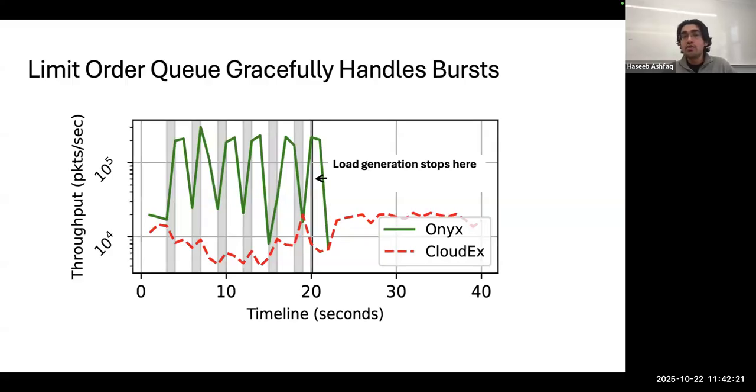CloudEx does not use any domain knowledge to prioritize some orders over the others to improve performance. So it is not able to keep up with the load, and it is even processing packets when the load generation stops. Load generation stops at 20 seconds, but CloudEx ends up building huge queues, which need to be processed even after the load stops. But Onyx is able to smartly process some orders which need to be processed right away, while deprioritizing others which can be processed later on without affecting any fairness. So Onyx ends up achieving higher throughput.